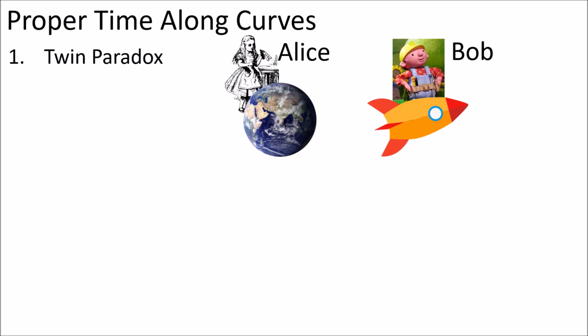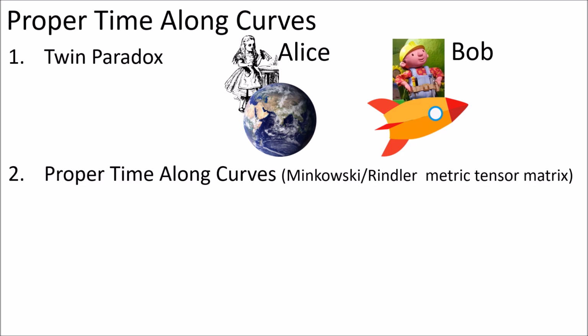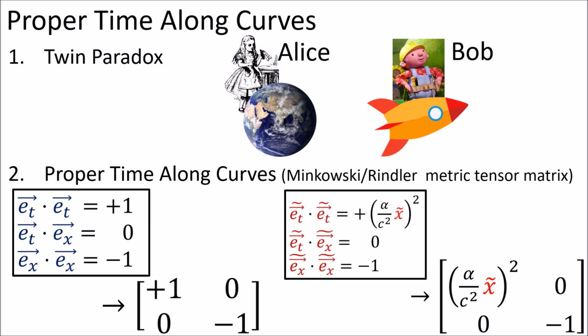Now that we've resolved the twin paradox, the next thing I'll do in this video is show how to calculate the proper time along a curved world line in a given coordinate system. The key to calculating proper time is the metric tensor, specifically the Minkowski metric in inertial coordinates and the Rindler metric in Rindler coordinates.